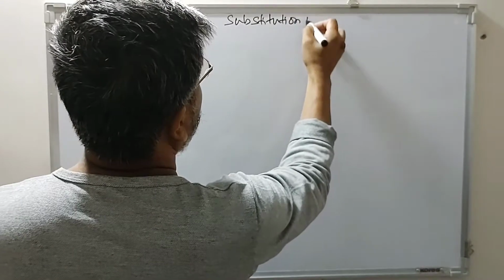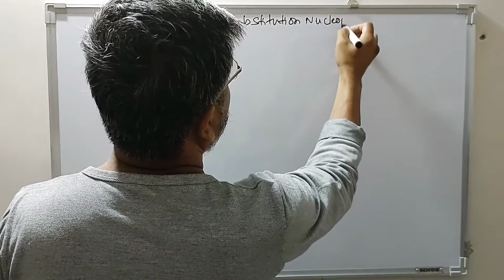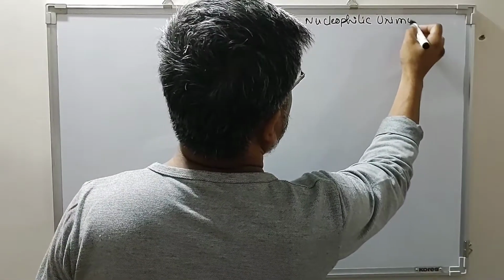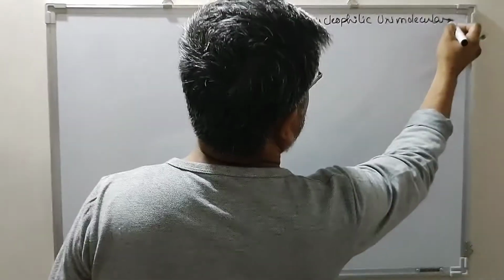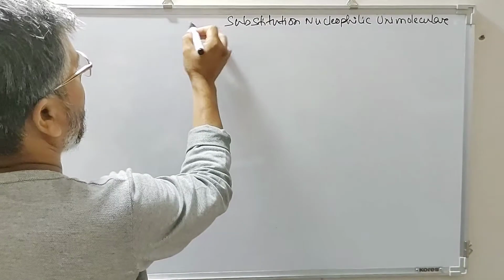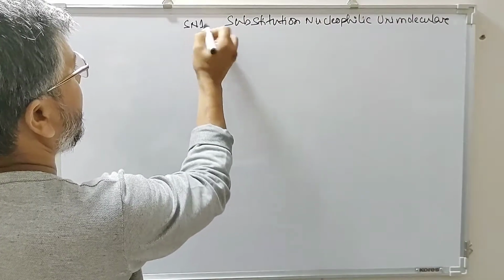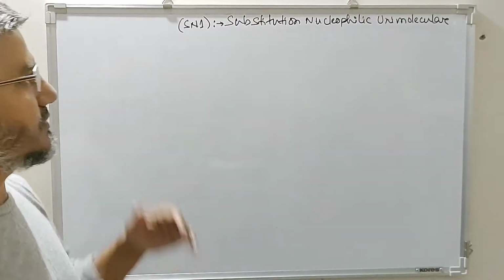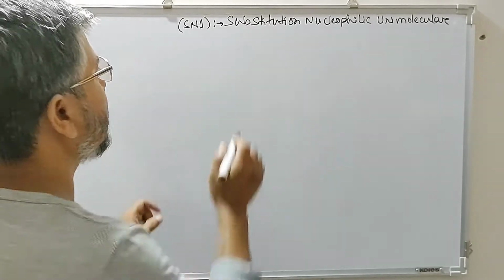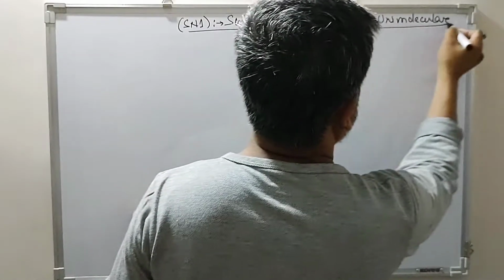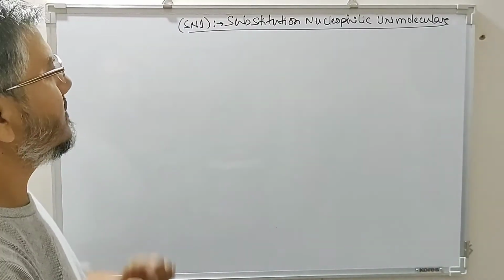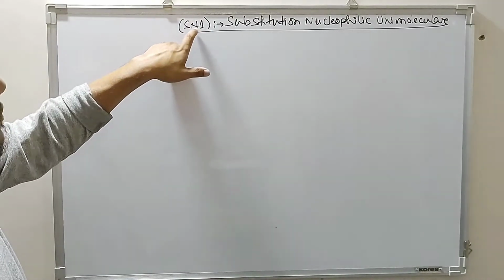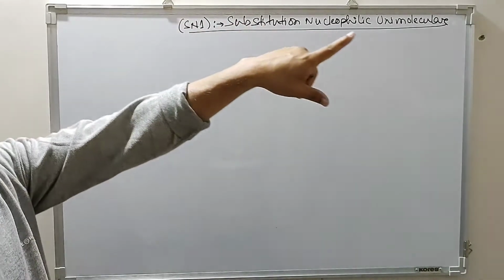Substitution nucleophilic unimolecular, which is popularly written as SN1. So we have substitution nucleophilic unimolecular reaction. So this reaction is SN1. So S for substitution, N for nucleophilic, 1 for unimolecular.